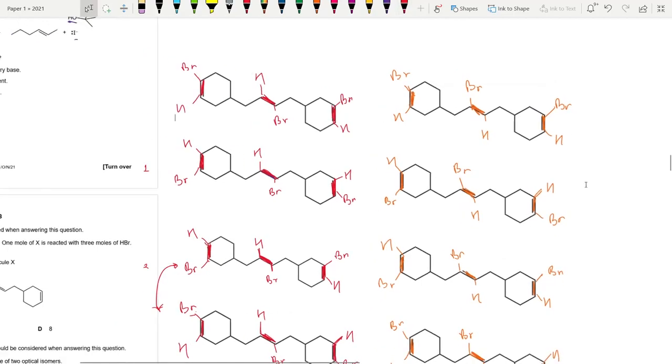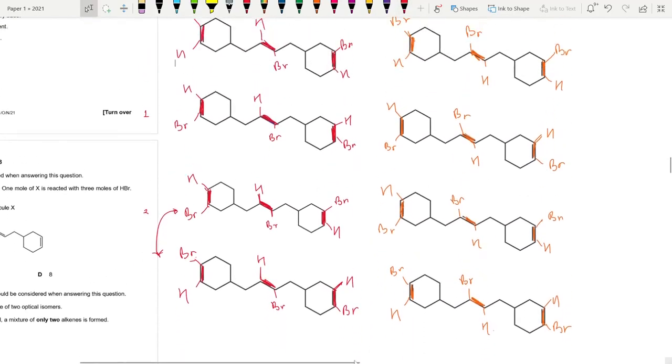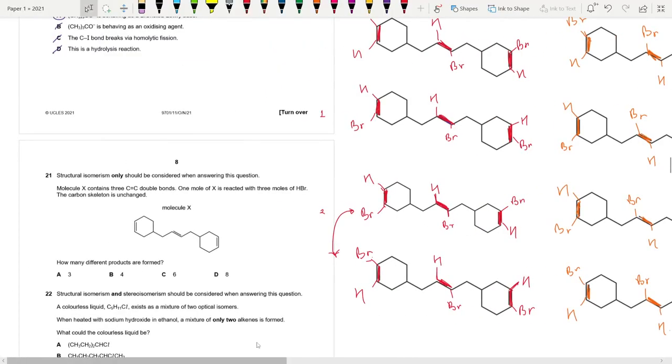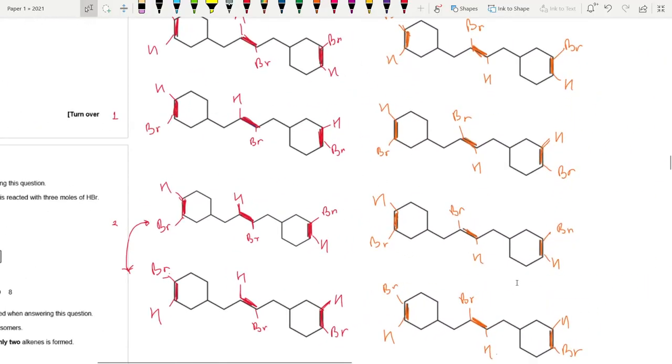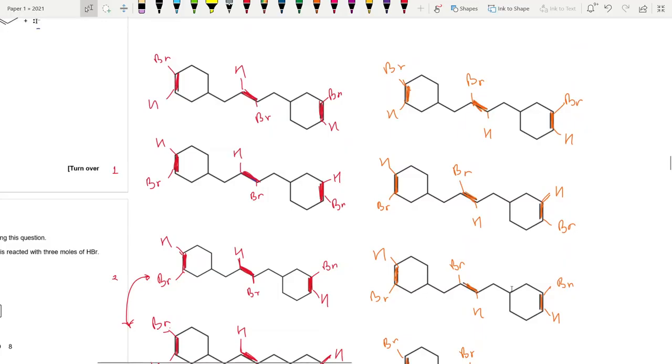So I've drawn 8 compounds here, but the correct answer is actually 4. Okay, do you understand? There's 4. You need to figure out that out of these combinations, some of them are actually identical. Okay, so I'm gonna tell you how to figure that out. So basically, look at this compound at the top over here. We're gonna see the proximity from this bromine. Okay, look at this. 1, 2, 3. 1, 2, 3.